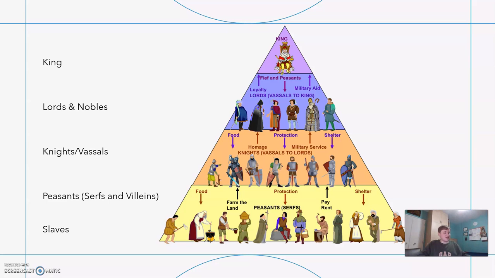A villein was a peasant who was legally bound to the land owned by the noble. They had more rights than slaves, but were still under legal restrictions. Villeins were able to have their own property and had the potential to be considered free men.